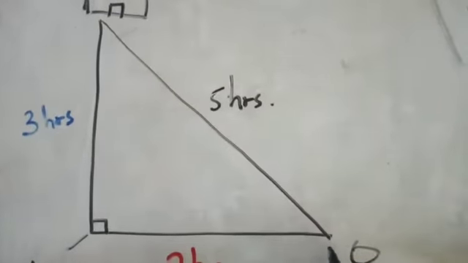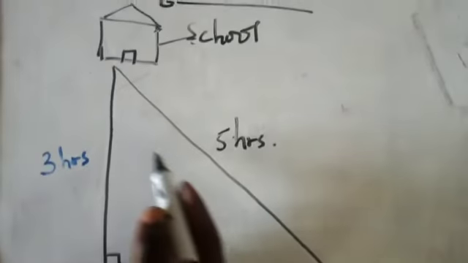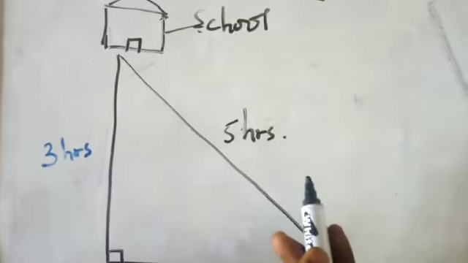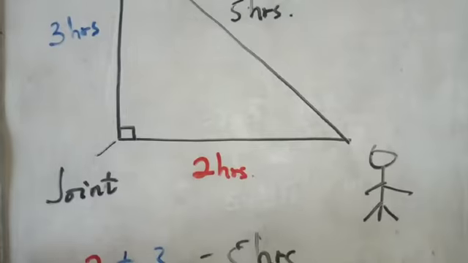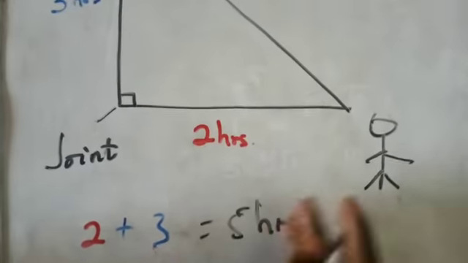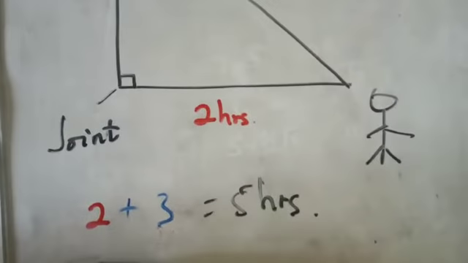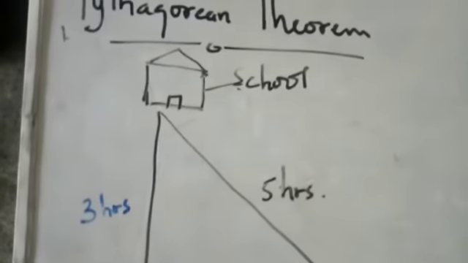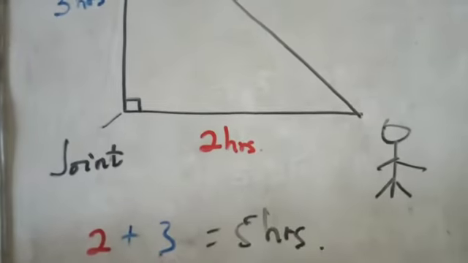So let's say you don't want to pass any joint, you don't want to pass anywhere. From here you move straight to your school. You are going to spend another 5 hours for that. So the Pythagoras says that a squared, here's where the a is coming from. A can be any distance. Let's say a is the distance from where you are right now to the joint. So a squared plus b squared, from the joint to your school, is equal to c squared.